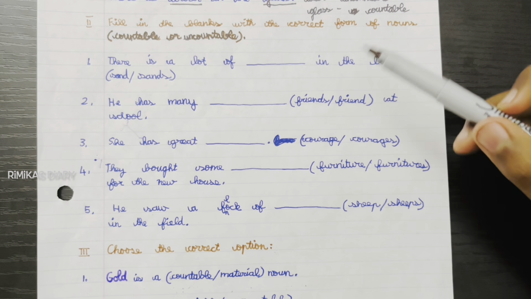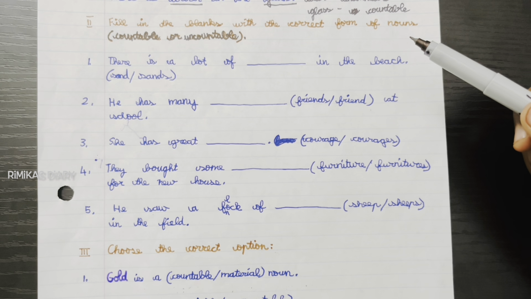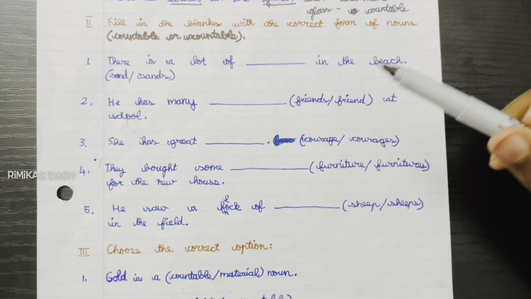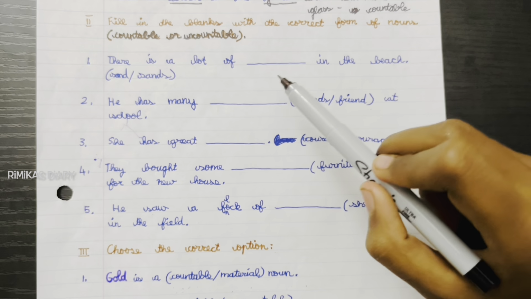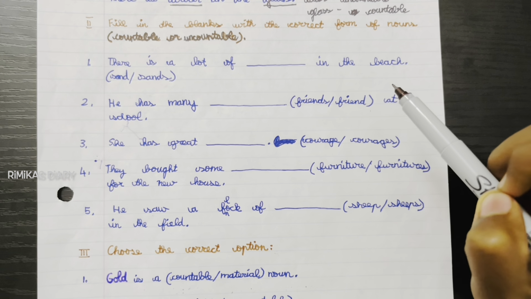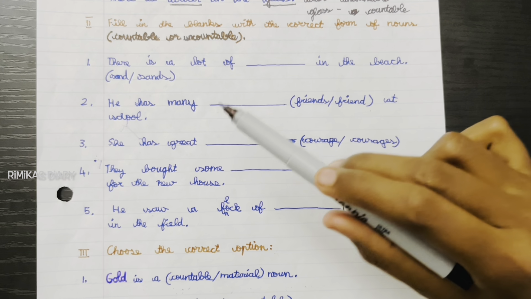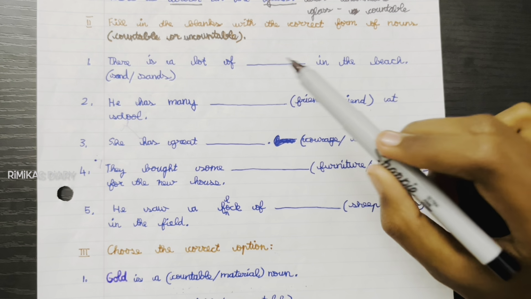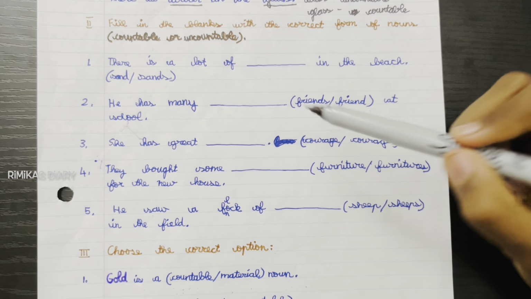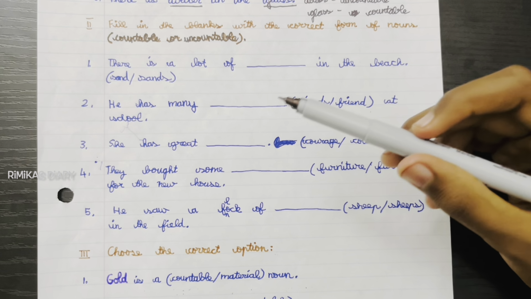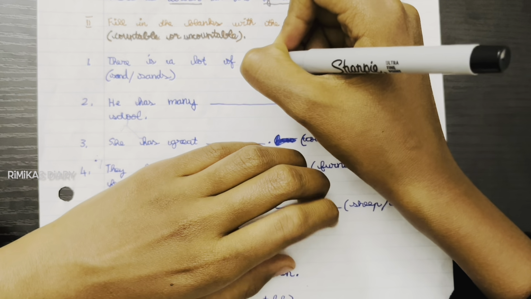Second Roman number. Fill in the blanks with the correct form of nouns, countable or uncountable. There is a lot of dash in the beach. There is a lot of sand in the beach. There's a lot of sands in the beach. Sand is uncountable, so there is a lot of sand in the beach.